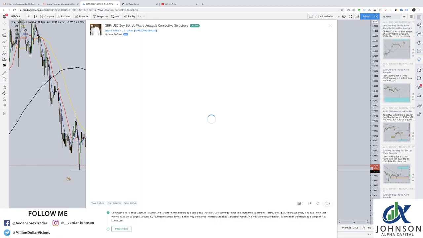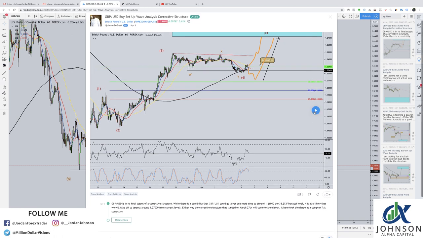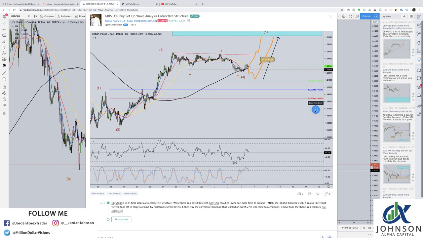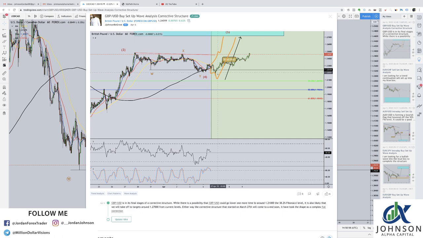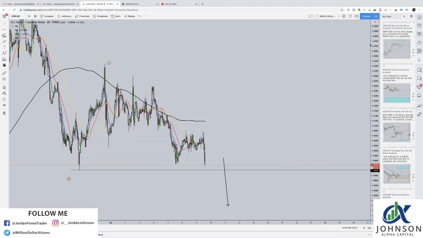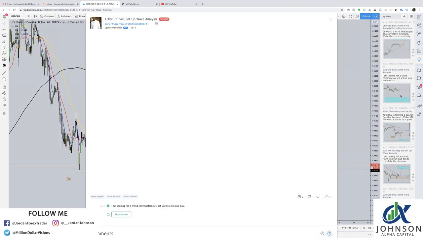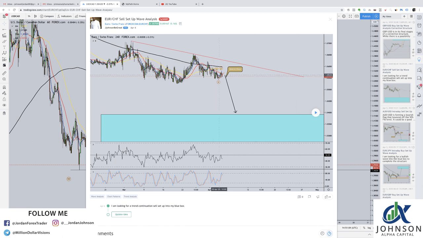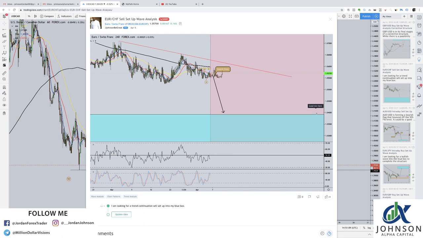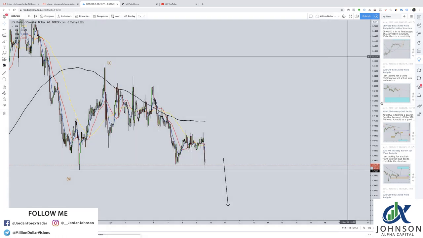This was the pound dollar that I posted. As you can see, came in like I thought, went back up. Euro Swiss, I don't think is doing exactly as I forecast. I thought we was going to move down. I think we ended up going up a little bit more. Kind of just consolidating. We still can't get that break.